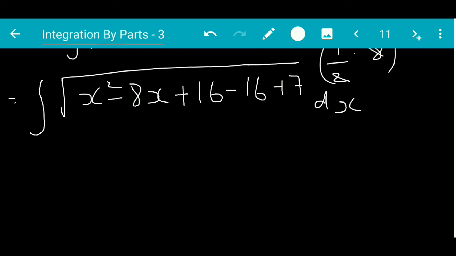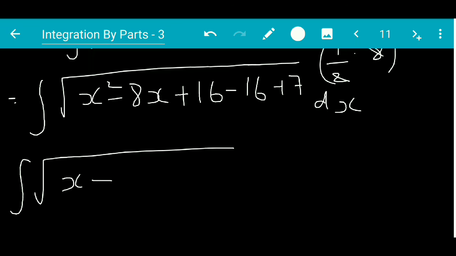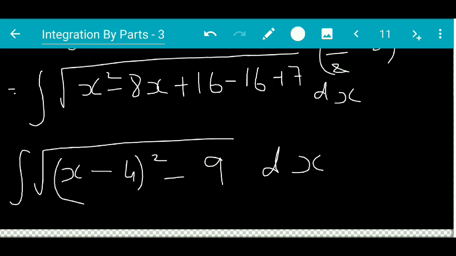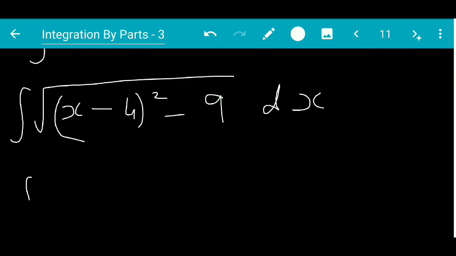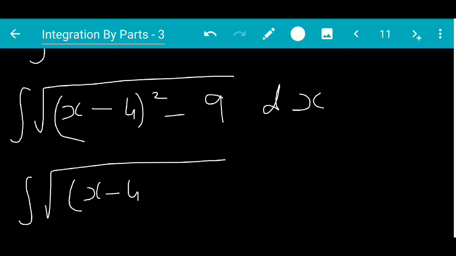Then in the next step, in the root sign we do the same thing, that is x square root becomes x, the middle sign is minus in this case, and the square root of 16 is 4. So x minus 4 the whole square and minus 16 plus 7 is minus 9. Then going further, we get the root of x minus 4 the whole square minus 3 square dx.